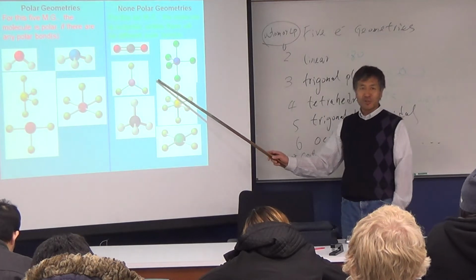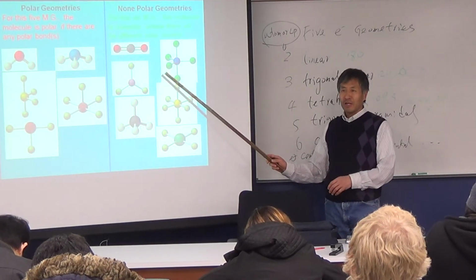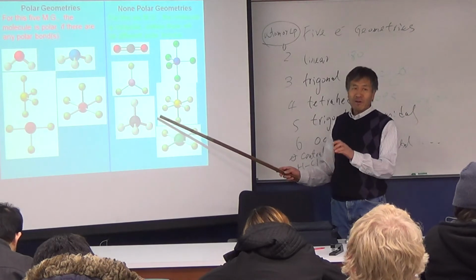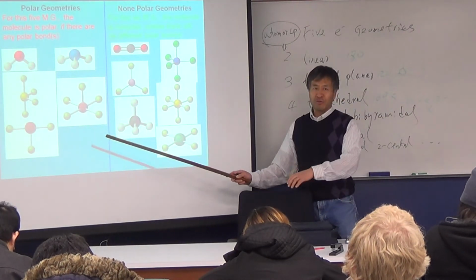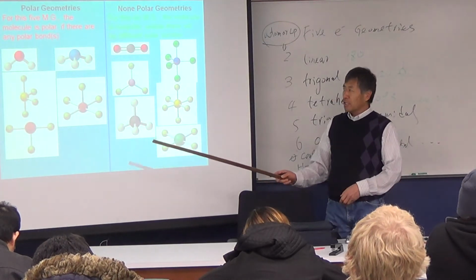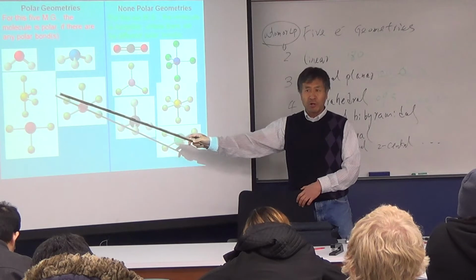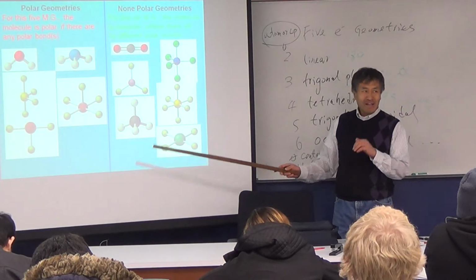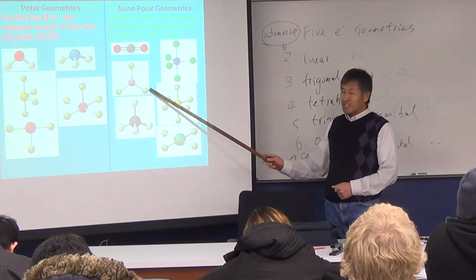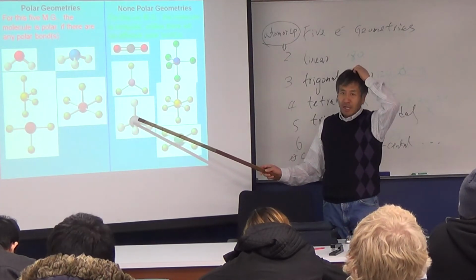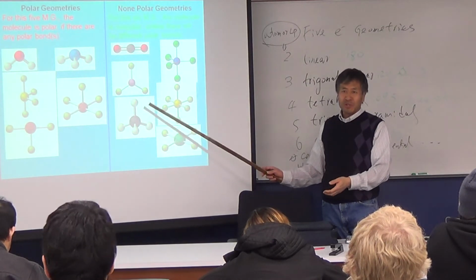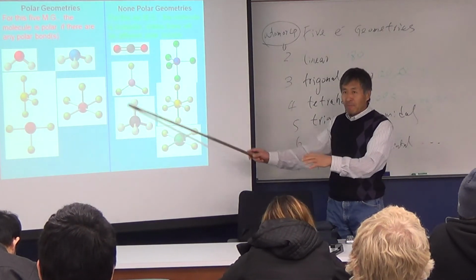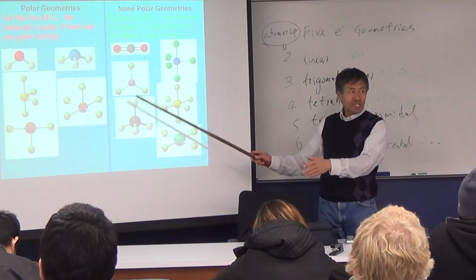Now for these six geometries, they are called non-polar. If you draw the Lewis structure and decide the molecular geometry is one of those six, then if you don't have any polar bond, it is non-polar. For the polar geometry, any polar bond makes it polar. For this geometry, having a polar bond is not enough. You have to see what kind of polar bond. If all the bonds are polar and all of them are the same, then they will cancel out.